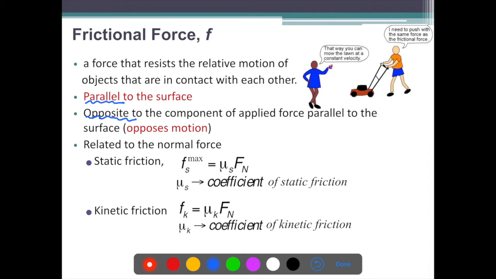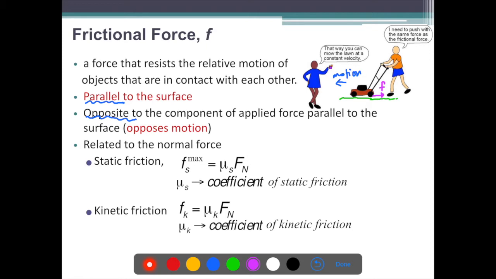So for example, here you have a lawnmower. It's being pushed to the left, sorry. So the lawnmower is being pushed to the left. The direction of motion is to the left. So the direction of frictional force between the ground and the wheels of the mower should be opposite the direction of motion. So the frictional force should be to the right, and it should be parallel to the surface, to the ground.